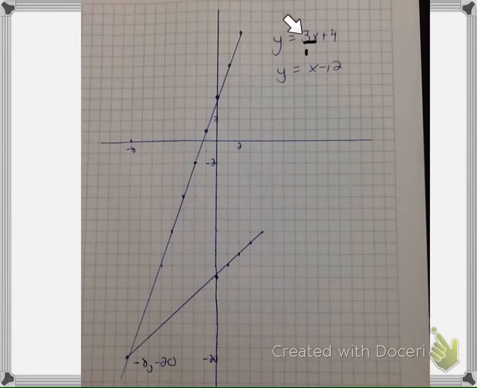And I like to do the opposite of that too, so I see points on both sides of the y-intercept, which is 4. So instead of going up 3 and to the right 1, now I'm going to go down 3 and to the left 1. Down 3 and to the left 1.